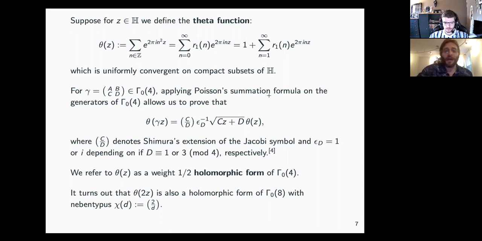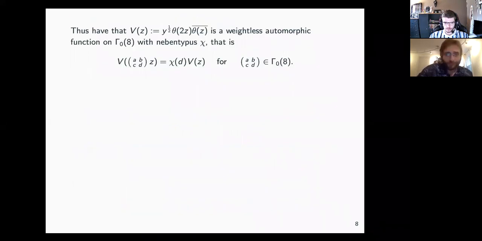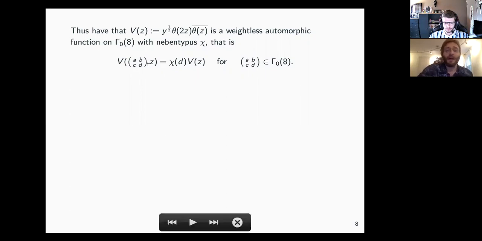That is to say, in addition to this weight factor, you're going to have a chi_d that's sort of inserted there next to it. We want to observe first that we can define a function v(z), which is given by y^(1/2) theta(2z) times the conjugate of theta(z), is a weightless automorphic function on Gamma_0(8), which is to say the upper half plane modded out by Gamma_0(8) with Nebentypus chi. That is, if we take an element of the upper half plane and we act on it by a matrix in Gamma_0(8), then v is almost unchanged save for this Nebentypus.